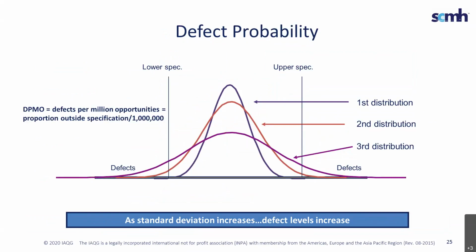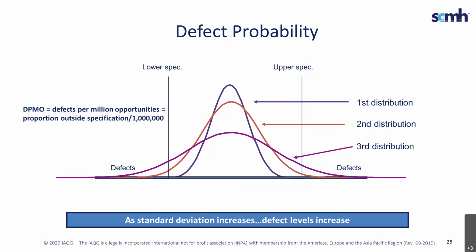Now, in general, when we start graphing these, you can see that if you had a narrow distribution, most of the samples, or almost all of them, are within the tolerances. And as you get wider with your sample distribution, you're going to have more defects. So the takeaway here is that as standard deviation increases, obviously defect levels will increase.